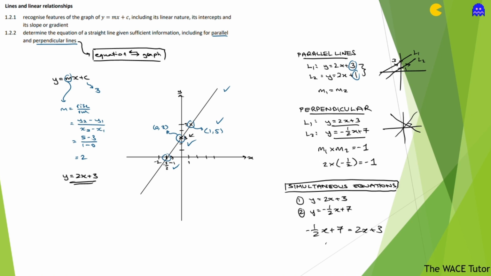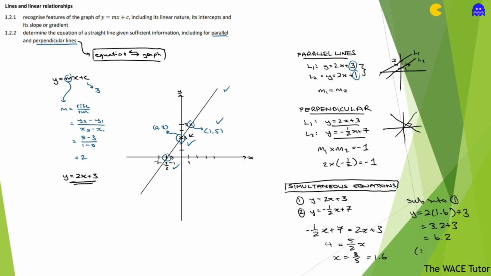And so rearranging with algebra, I get 4 equals 5 on 2 x, and so x equals 8 on 5, or 1.6. If I plug that into my equation, so sub into equation 1, then y equals 2 times 1.6 plus 3 equals 3.2 plus 3 equals 6.2.